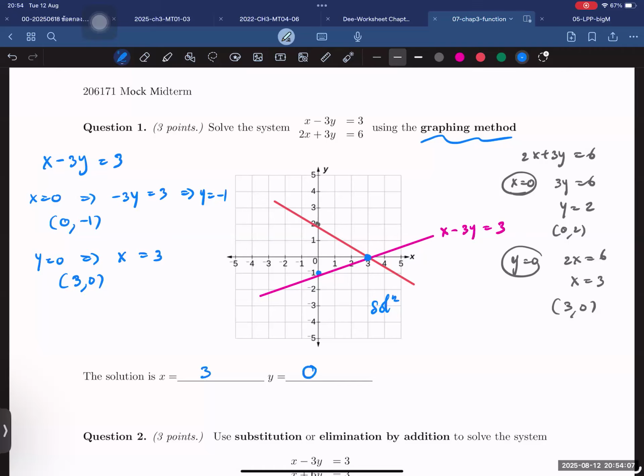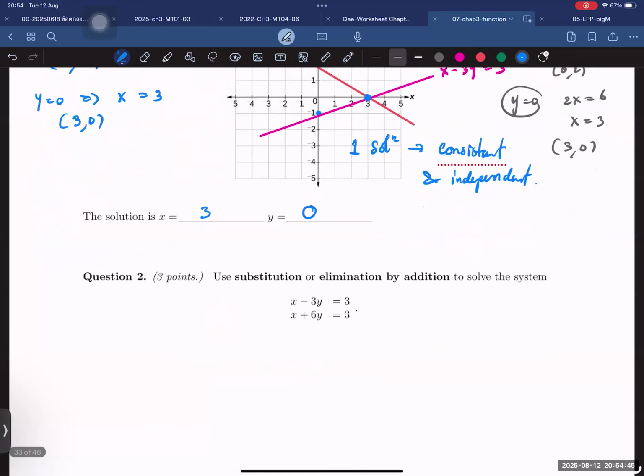So what is the wording for that? We have some word like, let me think, I forgot the wording. System of two variables. Oh, we have independent, right? So this is only one solution. So one solution is consistent and independent. Okay. So solution using elimination by addition.